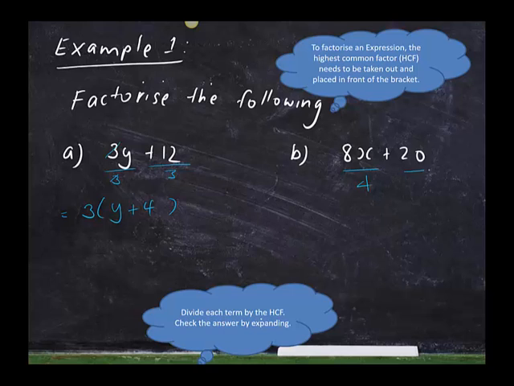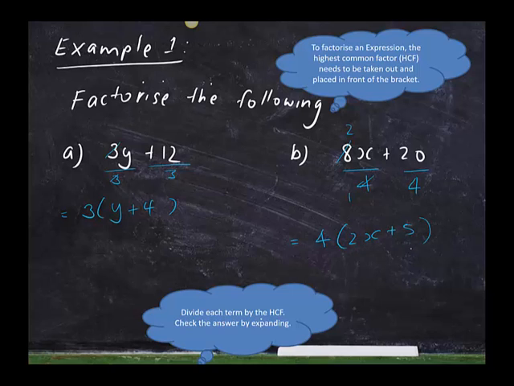So we'll divide both terms by 4, but first of all we'll put the 4 outside the front of the brackets. 4 goes into 8 twice, that cancels down. So you're left with 2x, and then 4 into 20 goes 5 times.